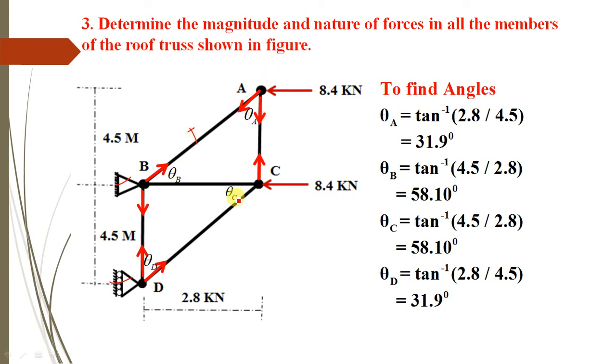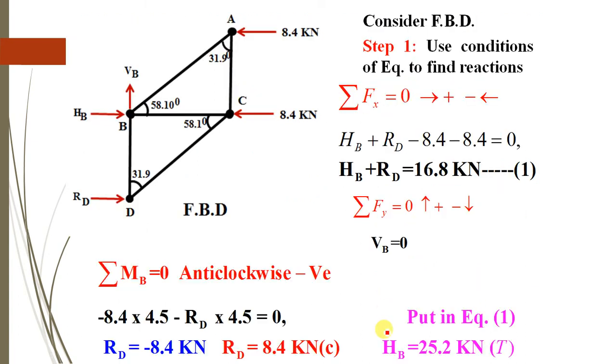So this angle is theta A, this angle is theta B, this angle is theta C, this angle is theta D. Our aim is to find out the first angle, theta A. How to find out theta A? Theta A is opposite side upon adjacent side, that is tan inverse. So from tan inverse you will get the value of 31.91. Similarly theta B, this 4.5 divided by 2.81. So you will get theta B. Similarly theta C and similarly theta D. Okay, now angles are known to us. Okay, next step.